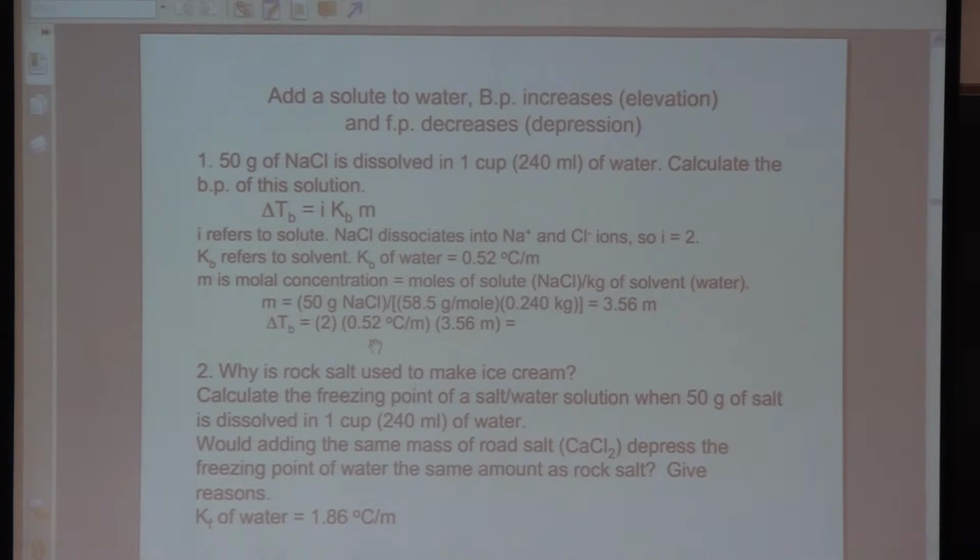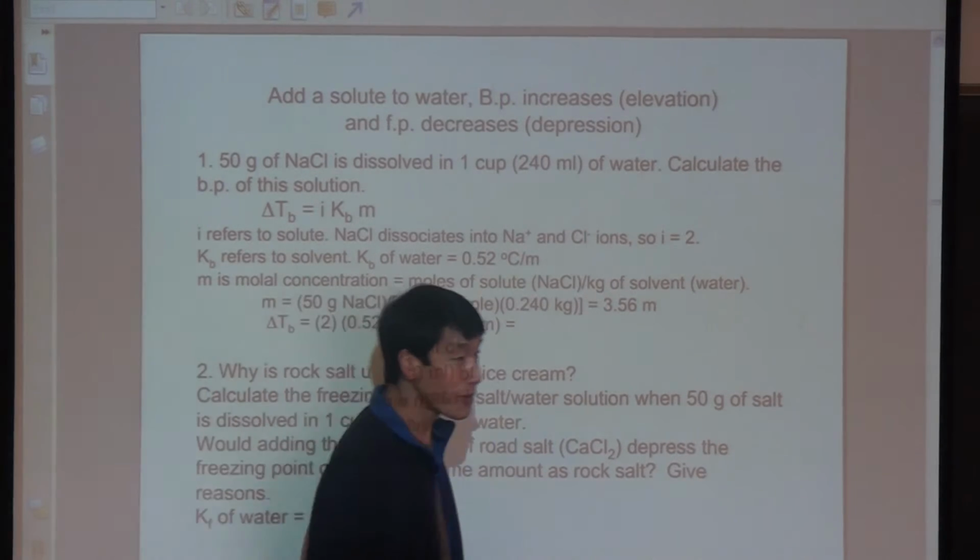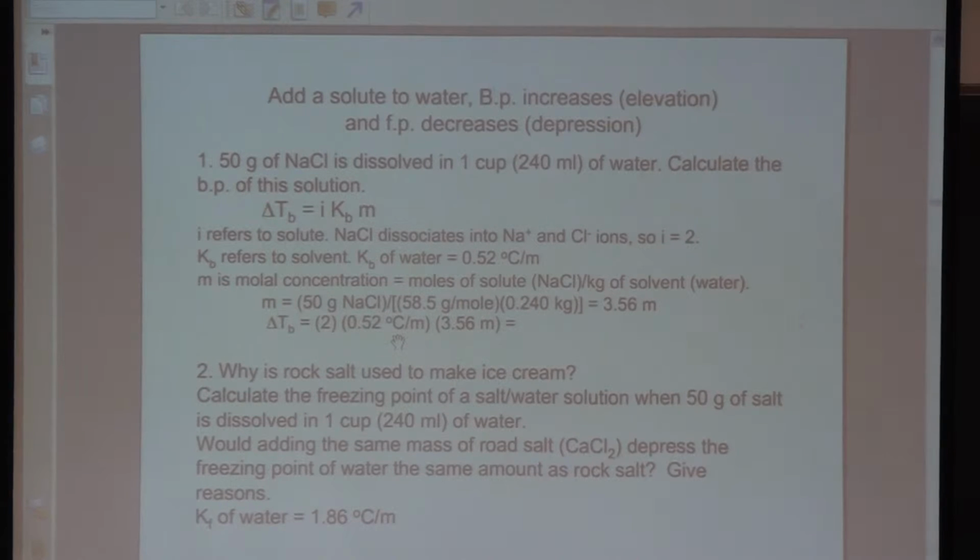So 2 times 0.52 times 3.56. The boiling point elevation is going to be equal to... 2 times 0.52 is 1.04. 1.04 times 3.56 is equal to 3.7. So delta TB is equal to 3.7 degrees.